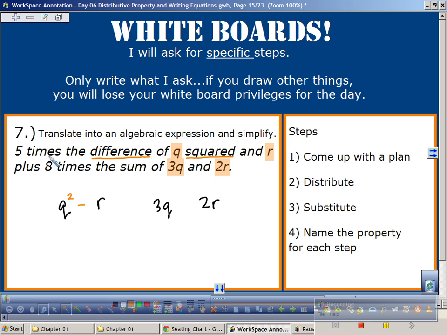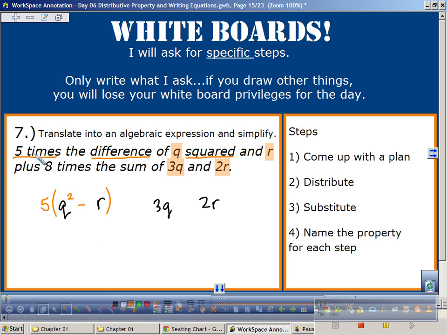Let's back up a little bit more. 5 times the difference of q squared and r. How do I write 5 times? Like this? Why do I put a parentheses around it? Because it says, see why I work from here out? If I would have worked from here going, I might have written 5q squared minus r. And that wouldn't be correct, correct?